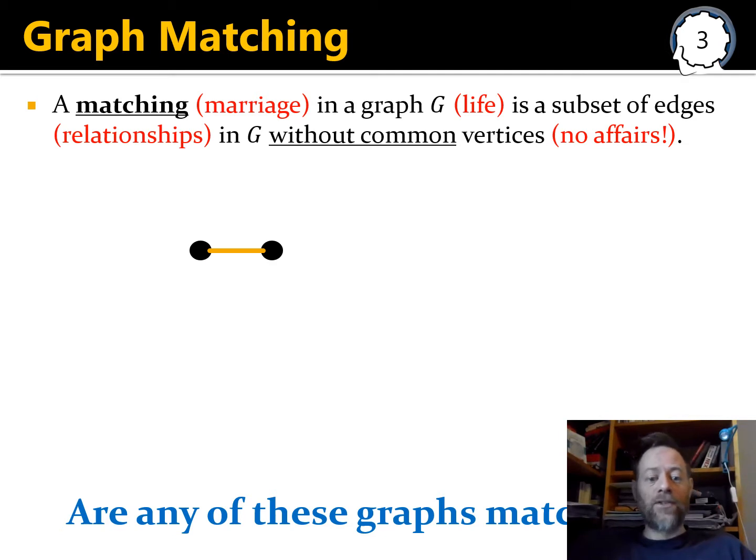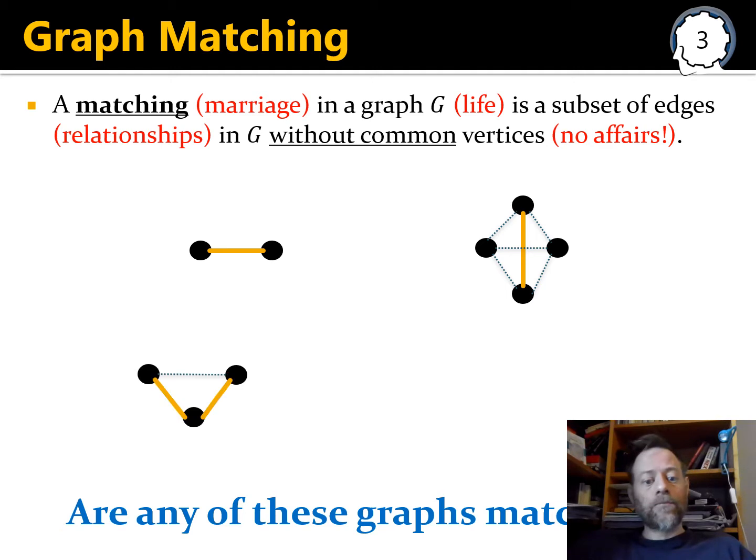Of course, if we have two vertices and an edge between them, that edge is a matching. This is also an example of a matching because it's a subset of edges and there are no common vertices. On the other hand, this is an example that is not a matching because the lower node is included in two matches or edges. So therefore, this is not a matching.